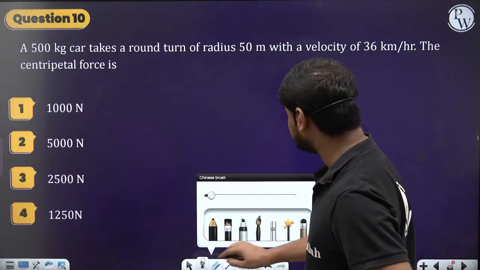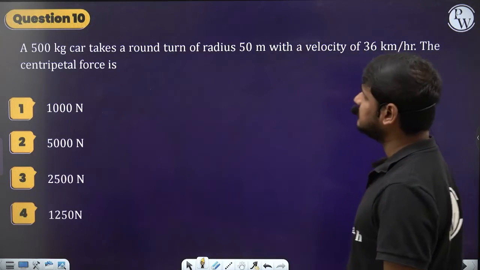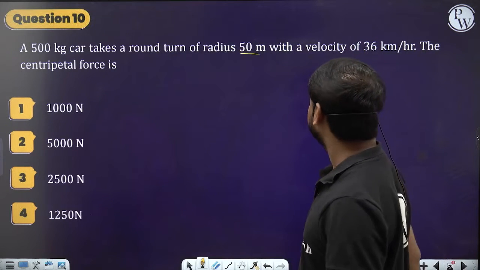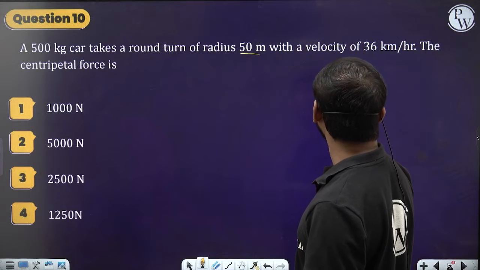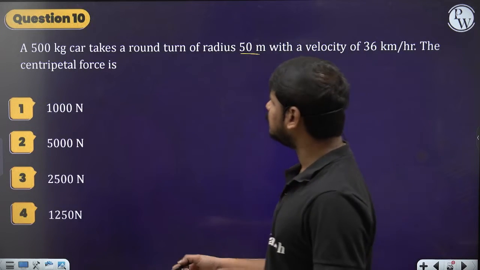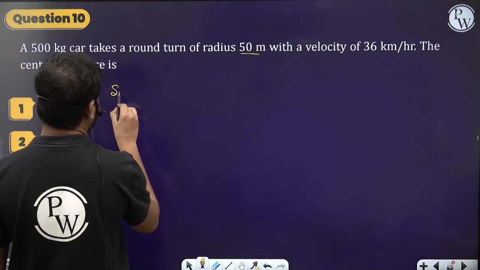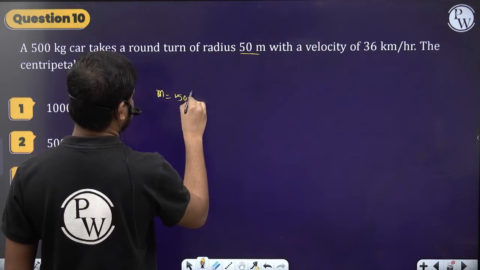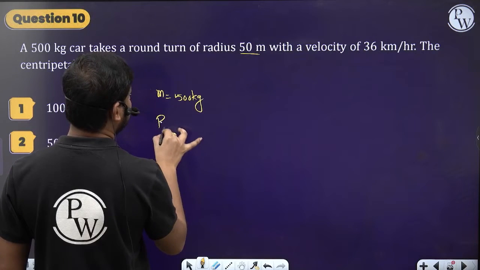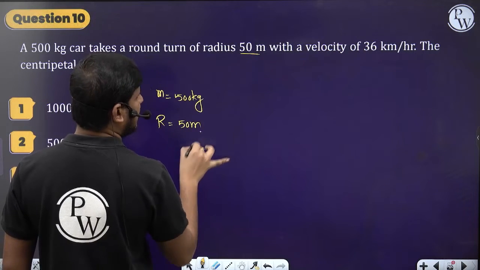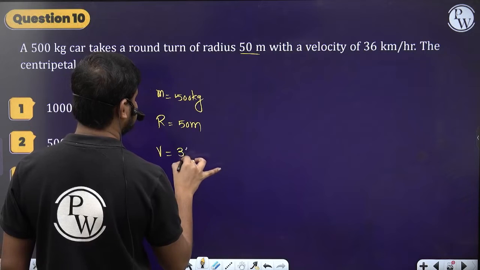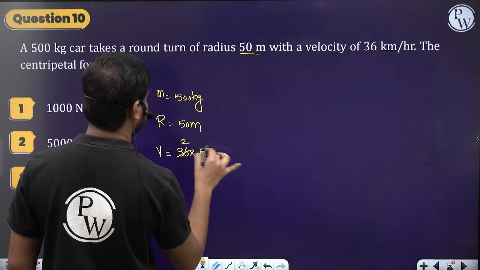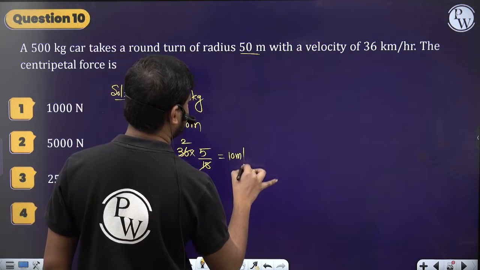Let's take one simple question here. So what does the question say? A 500 kg car turns around a circle of radius 50 meters with a velocity of 36 km per hour. Find the centripetal force. So very simple question. Mass is given as 500 kg, radius of the circle is 50 meters, and velocity is given as 36 km per hour, converted to meter per second. So 18 ones are 18, twos are 36, so this is going to be 10 meter per second, right?